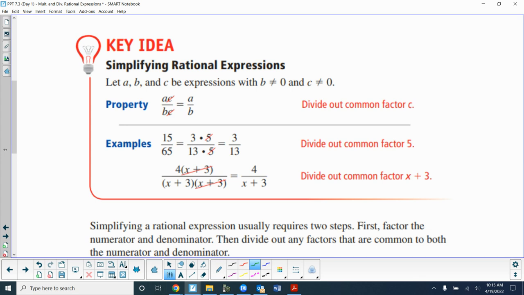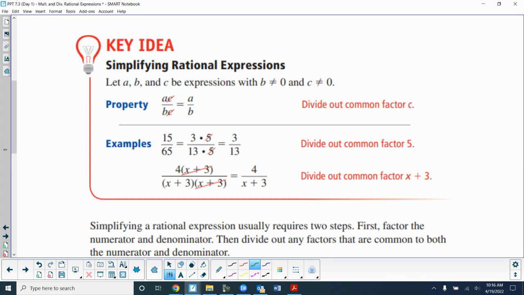Okay? 15 and 65 have common factors of 5. 3 times 5 is 15. 13 times 5 is 65. So the 5's canceled. So that reduces to 3/13. This polynomial had a 4 that was common to the top. So we factored out the 4 and had an x plus 3. The bottom was a trinomial that you could factor into x plus 3 times x plus 3. So the whole factor, x plus 3, can cancel. So this answer would be 4 over x plus 3.